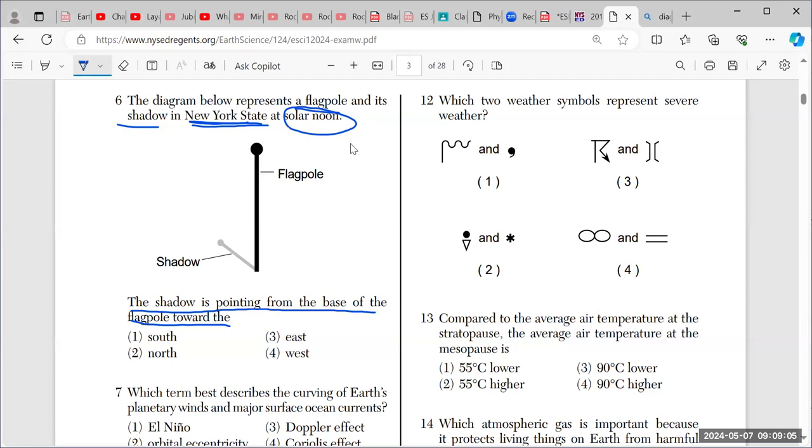Now, when you're looking at this question, it's tempting to just say, well, it looks like the shadow is pointing towards the northwest, right? It looks like it's pointing in this direction. However, what's important is that we need to know the location of the sun at solar noon. Because they give us this flagpole, but we don't know what the compass directions are, right?